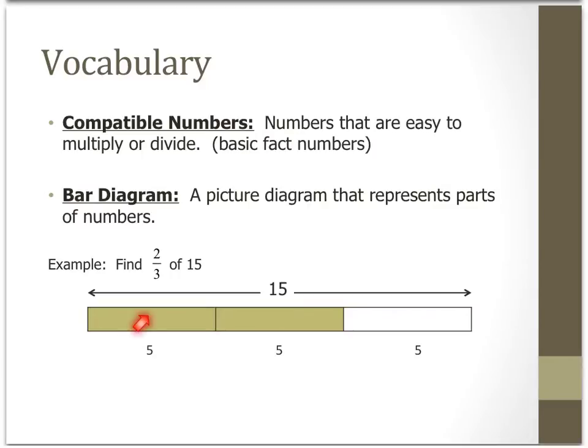If I take 15 and divide it into 3 equal parts, each part then would be worth 5, because 5 plus 5 plus 5 is 15. Or the other way to think about it is 5 times 3 is 15. So then if I wanted to find out what 2/3 of that was, I would simply add up the 2 bars that were shaded. 5 plus 5 then would give me 10. So 2/3 of 15 would be 10. And that's a way to use pictures in order to show how to multiply those two fractions out.